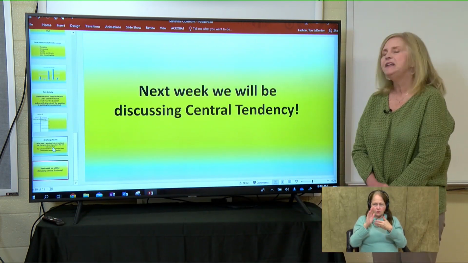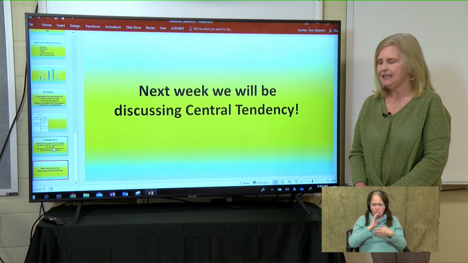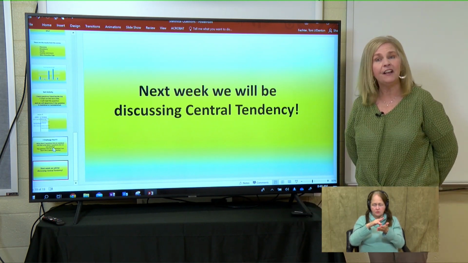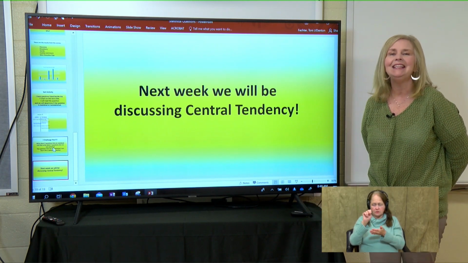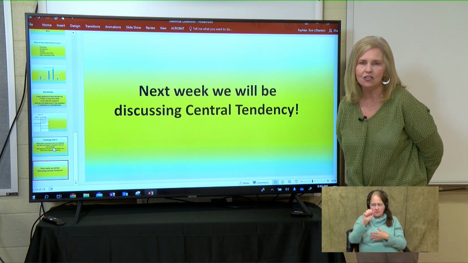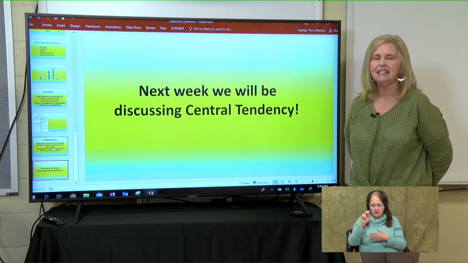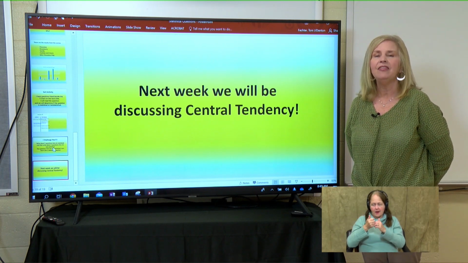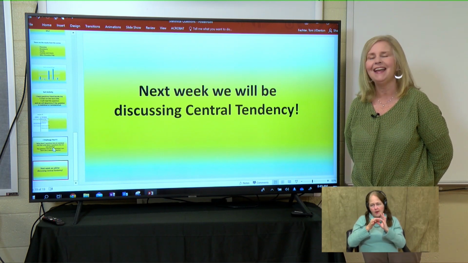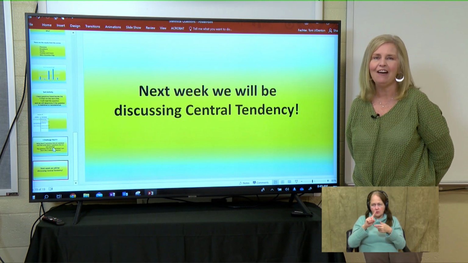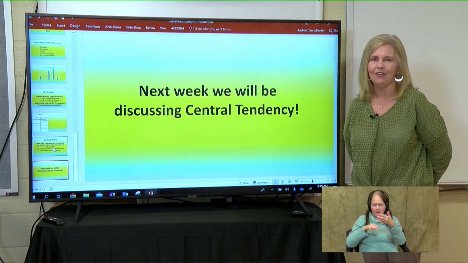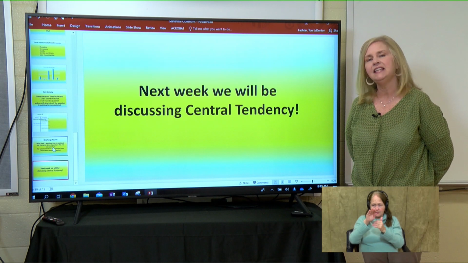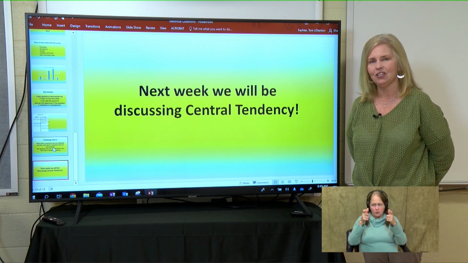Next week, we will be discussing central tendency. Another big word, and what that actually means is mean, median, mode, and range. We are going to be discussing these things, how they relate to statistical questioning, and then we are going to learn the next week how to graph all of these things together. All of these things give us great data collection.